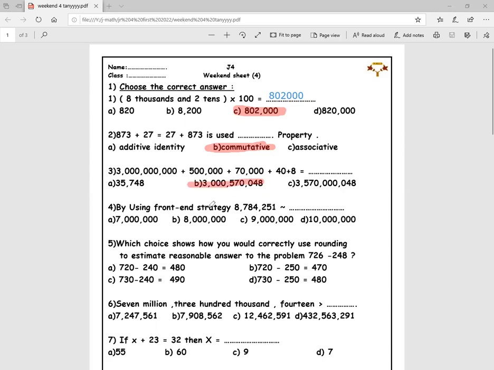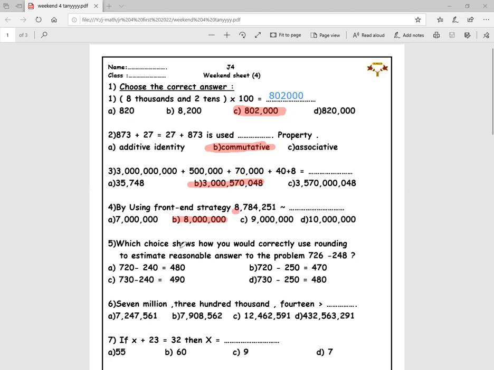By using the front-end strategy, 8,784,251. Front-end estimation means to keep the highest place at the same value and to neglect all the rest and put zeros instead of them. So I will keep 8 like it is and put zeros for all the other numbers. So where is the number that starts with 8? It's number B.